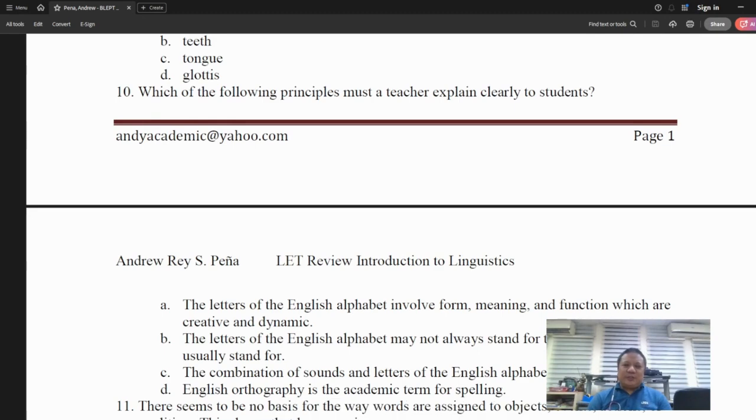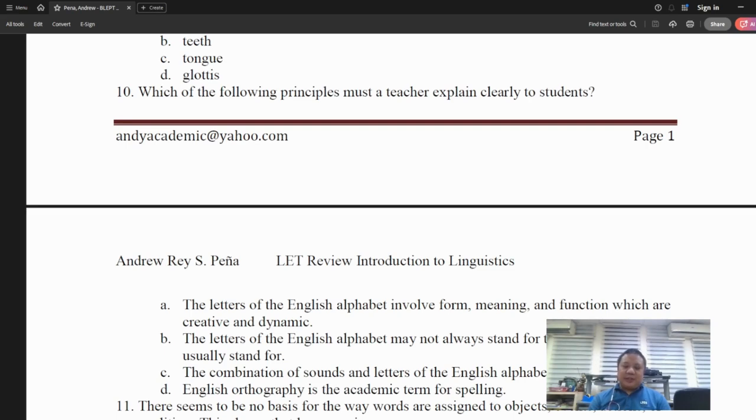Number 10, which of the following principles must a teacher explain clearly to students? A, the letters of the English alphabet involve form, meaning, and function which are creative and dynamic. B, the letters of the English alphabet may not always stand for the sound they usually stand for. C, the combination of sounds and letters of the English alphabet are not arbitrary. D, English orthography is the academic term for spelling. The correct answer is B.